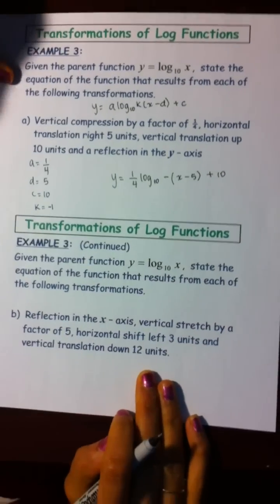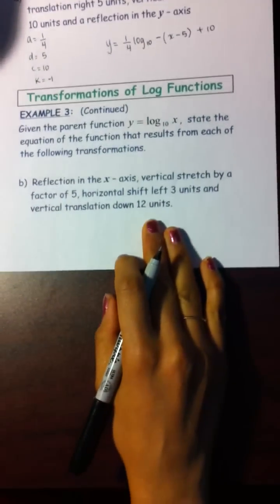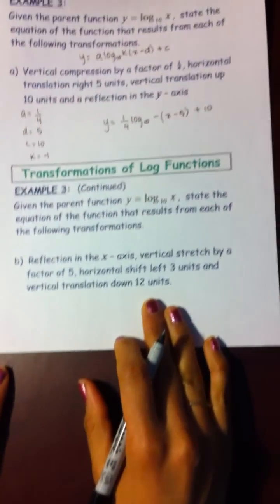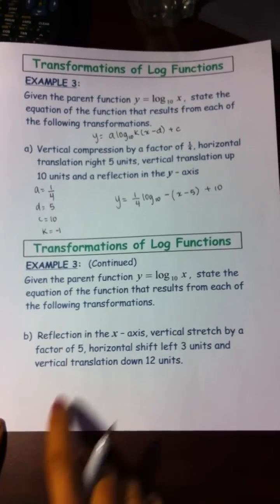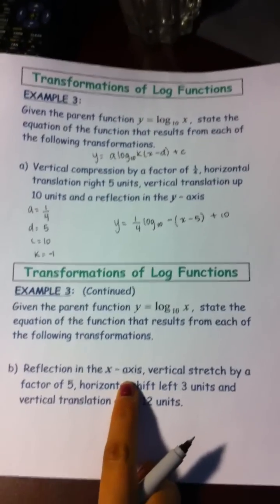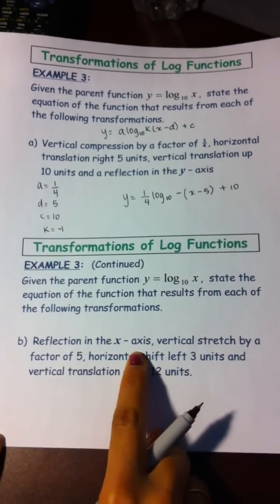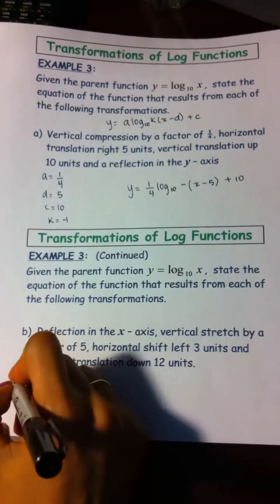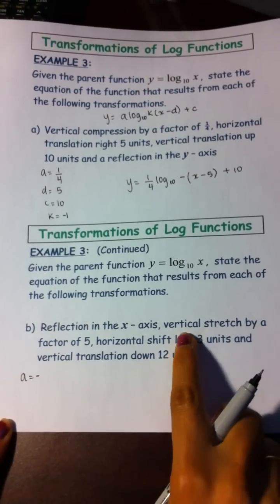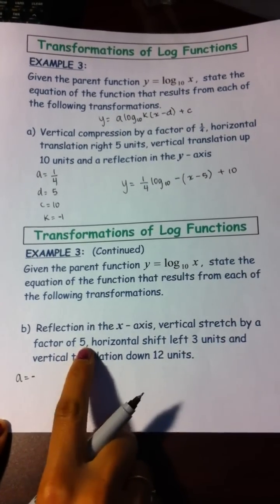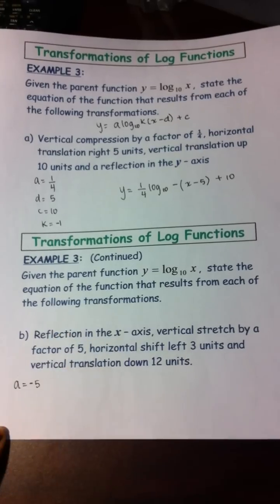Just continuing with part B of that question, I'm going to do the exact same thing with different parameter values. So the first thing is reflection in the x-axis. Reflection in the x-axis affects my a value. So a is going to equal a negative value right there. But I also have a vertical stretch by a factor of 5. So it's going to be a -5.